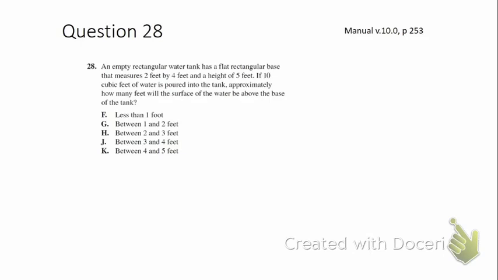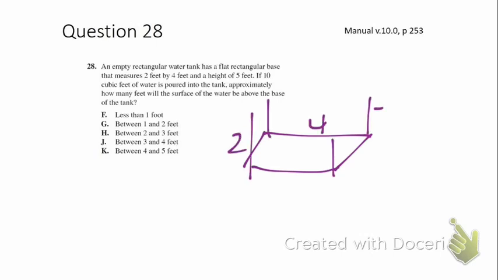An empty rectangular water tank has a flat rectangular base that measures 2 feet by 4 feet and then has a height of 5 feet. So let's see if we can kind of draw this here. This is a 2 by 4, and then the height going up here is 5.